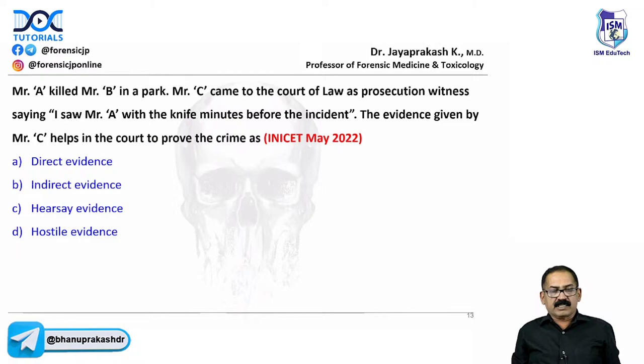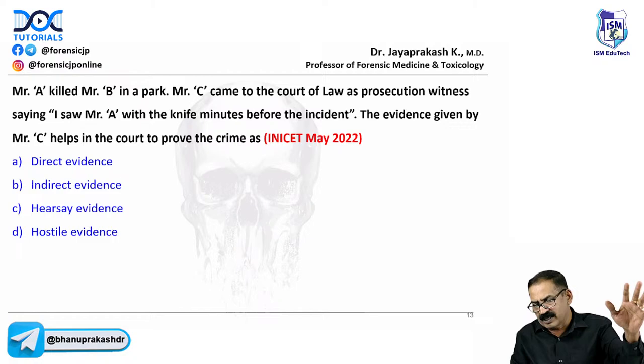Mr. A killed Mr. B in a park. Mr. C came to the court of law as prosecution witness saying, I saw Mr. A with the knife minutes before the incident. The evidence given by Mr. C helps the court to prove the crime as indirect evidence. Indirect evidence.